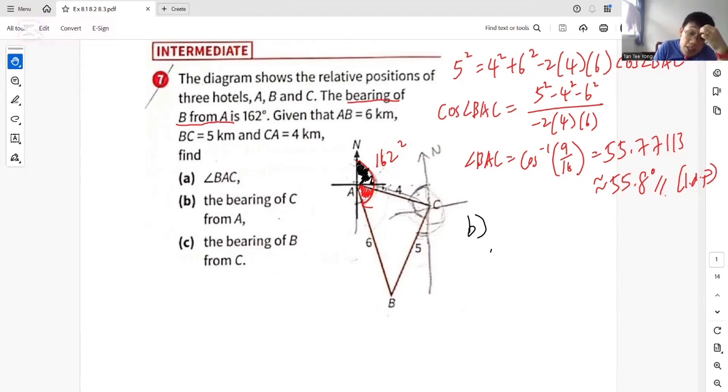So we can just take 162. Let me take a look. Just give me a while. They want the black part, so it's until here. The whole thing is 162. So we have to take 162. Hold on, bearing of C from A. We have to take 162.